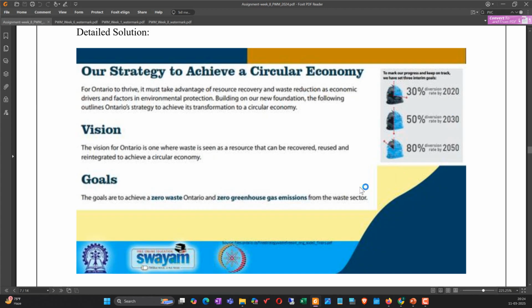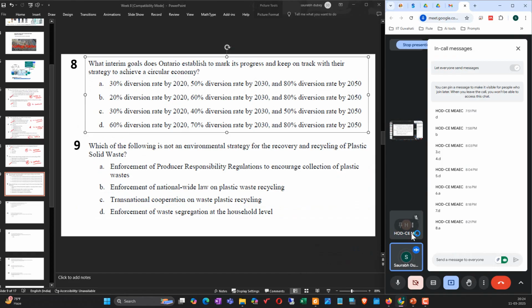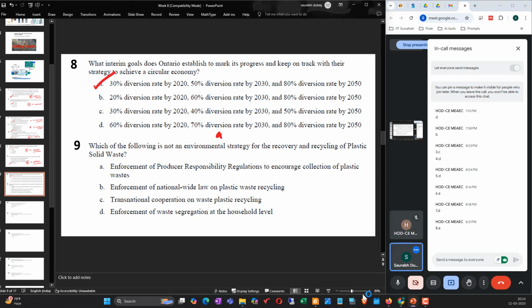Ontario, right? And to make our progress and keep on track, we have set three interim goals, and these are the percentage for the respective years, right? So this blue color shows the kind of, let me just see how it was attempted. So A is the correct one. So A is the correct answer, right?